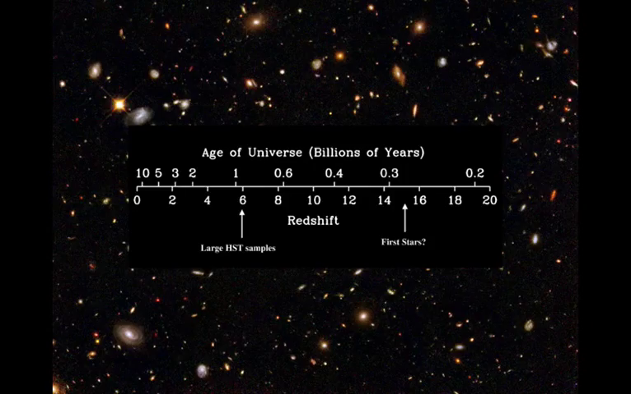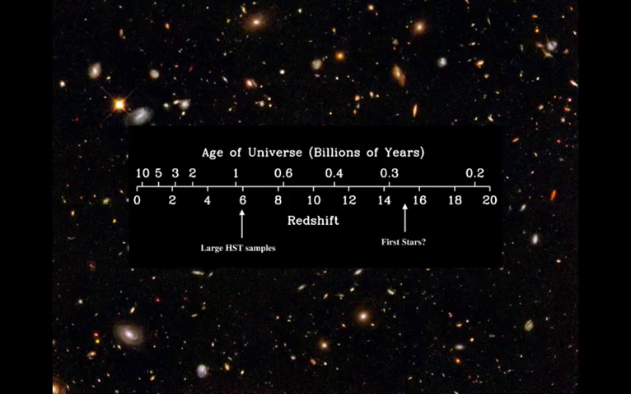Here's a timeline showing the age of the universe and the corresponding redshift. First, notice that the scale on the top increases from right to left, and each step along the timeline is not equal. The scale on the bottom, however, is equally spaced and increases towards the right. The top scale is the age of the universe, and the bottom scale is the redshift.